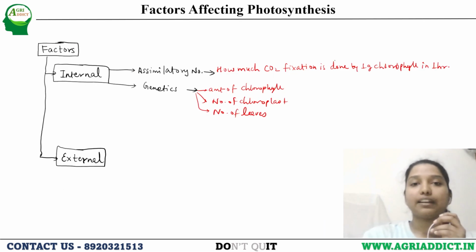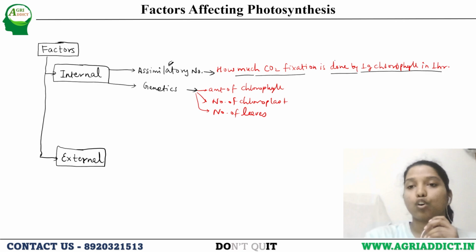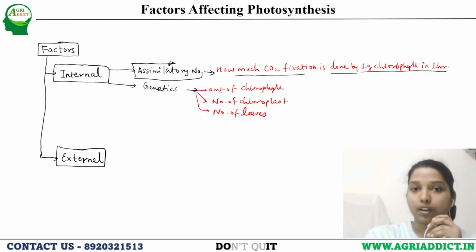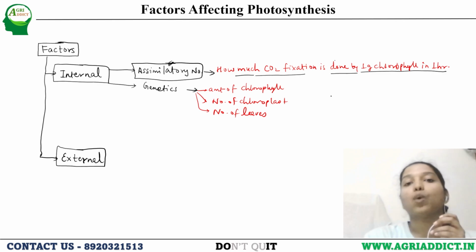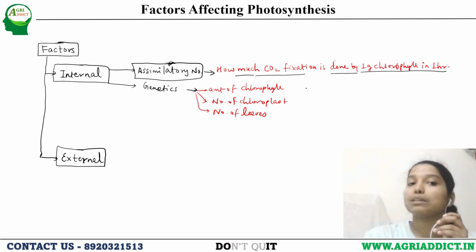Now comes the factors affecting photosynthesis. There can be two kinds of factors, internal factors and external factors. So what are the internal factors? First is assimilatory number. What is assimilatory number? It is how much carbon dioxide fixation is done by 1 gram of chlorophyll in 1 hour. This you have to remember. So it depends on the assimilatory number. If the assimilatory number is high, the photosynthesis rate will be high.